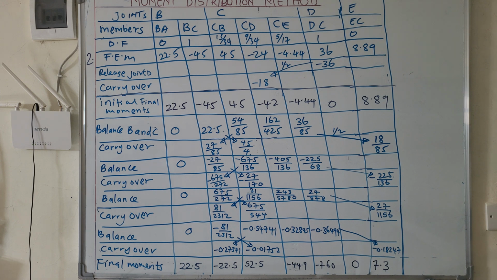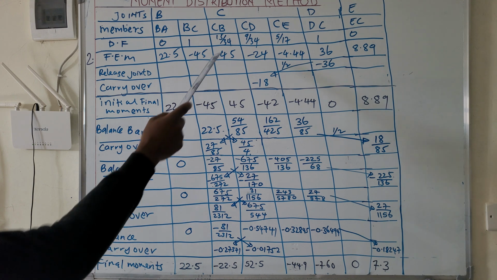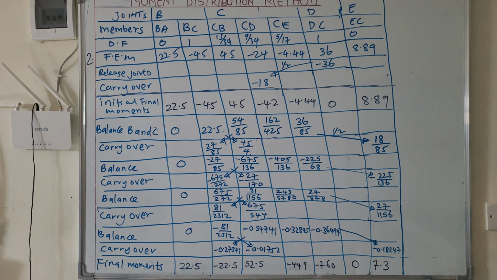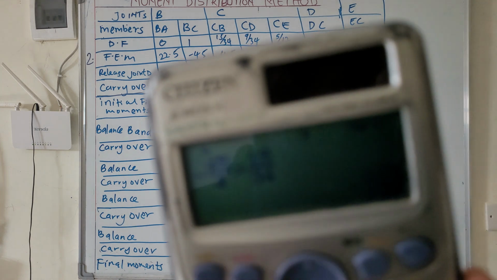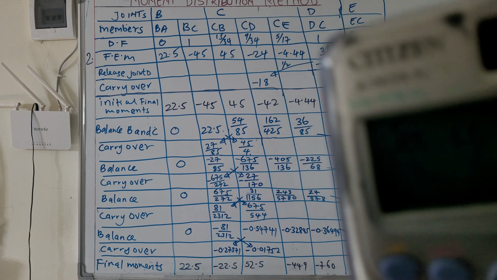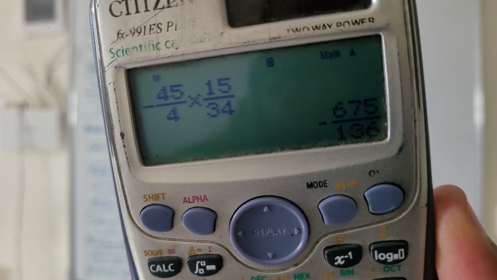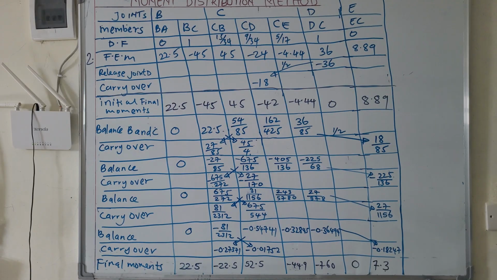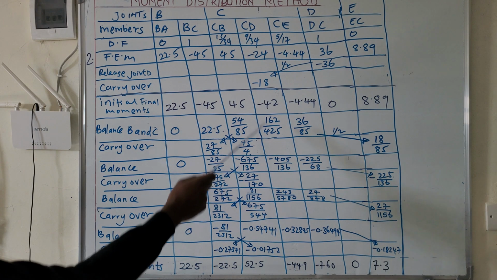So we begin. Negative 45 over 4 times the distribution factor of CB, which is 15 over 34. The answer is negative 675 over 136. Again, I will show you. So negative 675 over 136. You write it there. You come to this one.